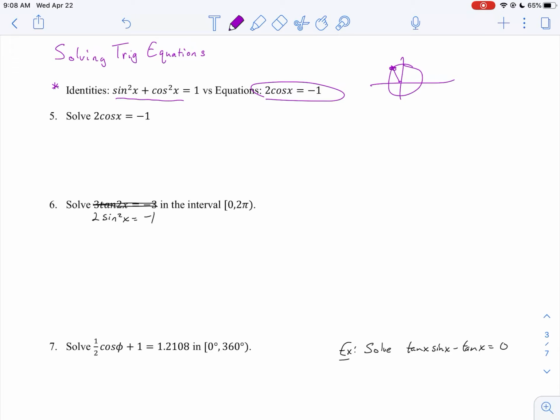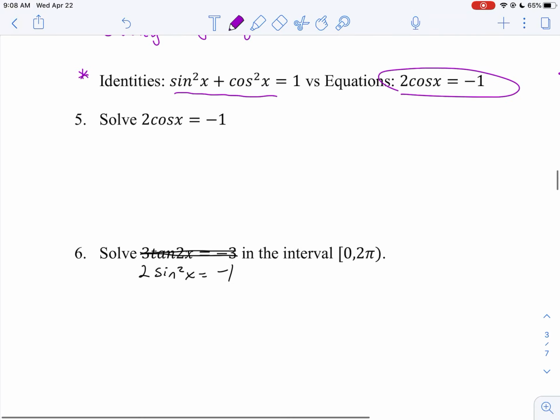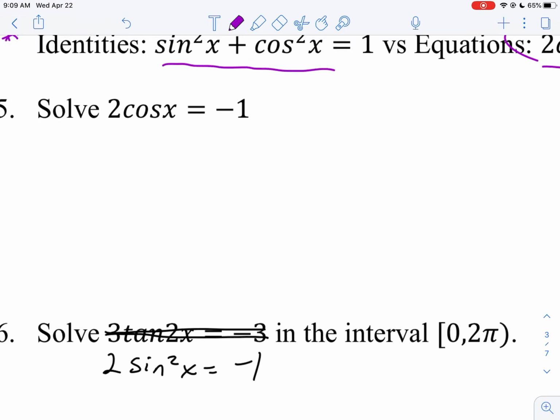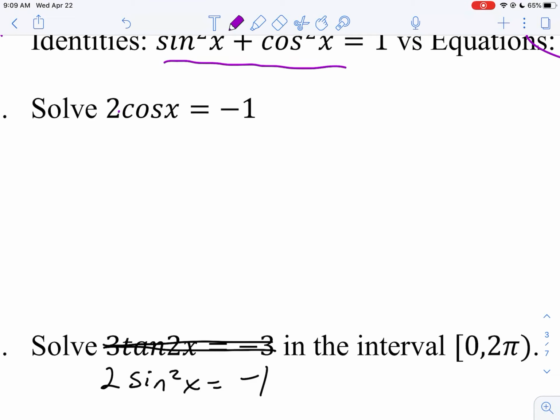Let's take a quick look at the first example here. So here we need to solve 2 cosine x equals -1. So we need to get x by itself. How are you going to do that? Hopefully you're thinking, well, first step is to divide by 2. I'm multiplying by 2 here, so divide by 2. So cosine of x equals -1/2.